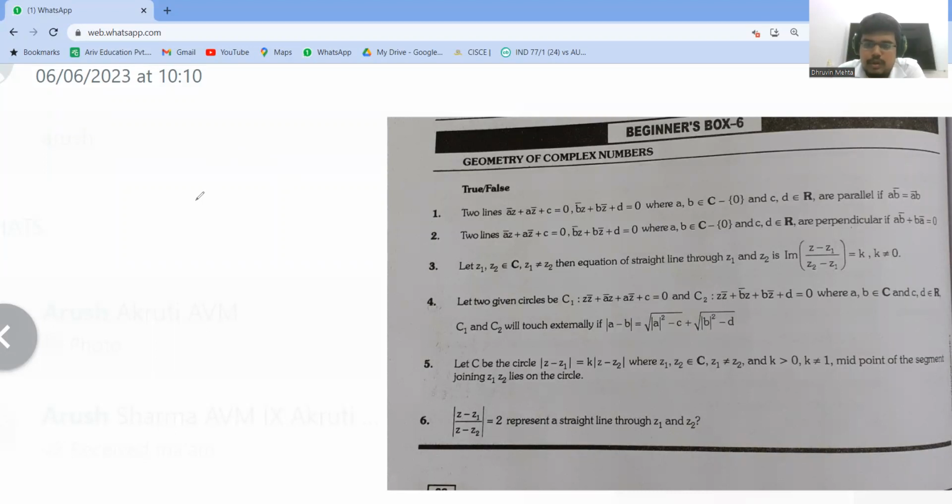So Arush, now we have questions based on geometry of complex numbers. So let us take this first question.